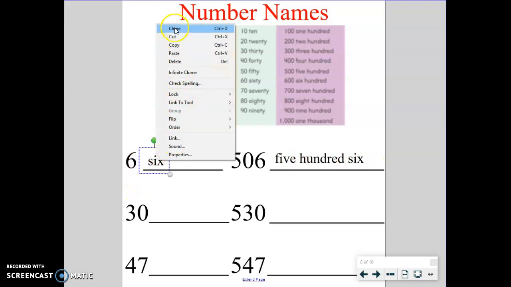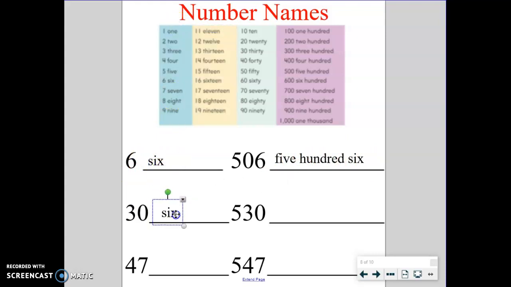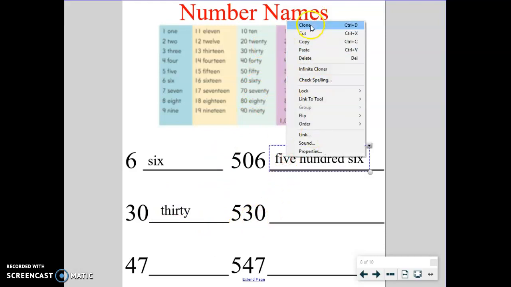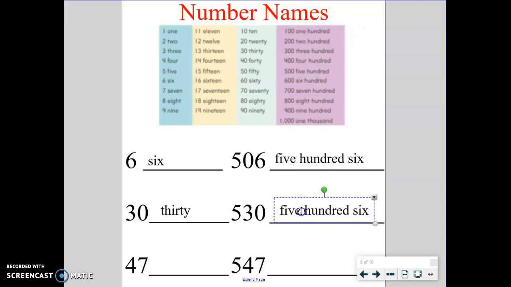I'm going to clone this so I have a text box. Next one I need is 30. If I take a look up here, I'm going to find that number 30 right here, and I'm going to copy down that word 30. If I have 530, I'm going to clone this one. I'm going to have 500. So I look for my 500 here. Here's my 500, but this time I don't have 506, I have 530. So I find where my 30 is, and I write my 30.